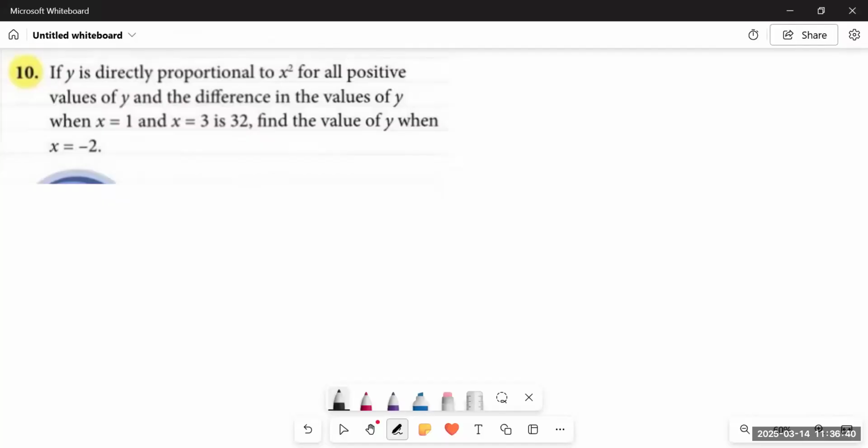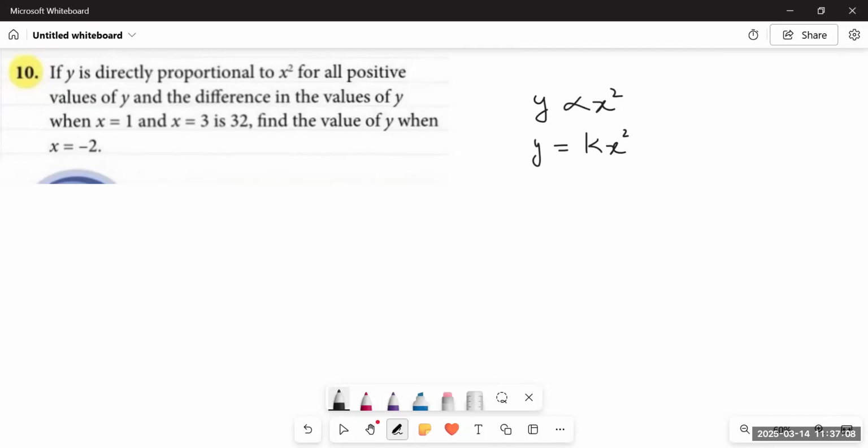Next, we have question number 10, which says: if y is directly proportional to x square. Let us write it down over here. y is directly proportional to x square. So y is equal to kx square. For all positive values of y, and the difference in the values of y when x is equal to 1 and x is equal to 3 is 32. Find the value of y when x is equal to -2.